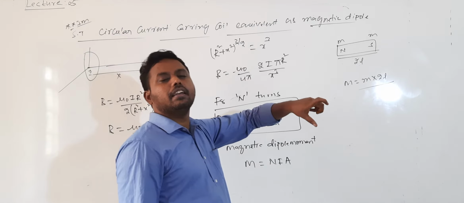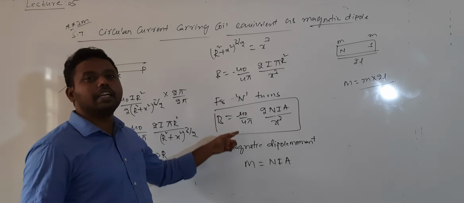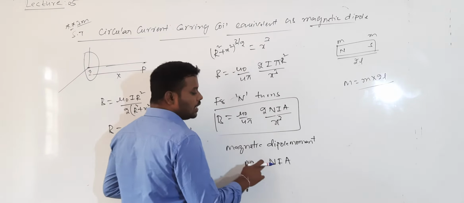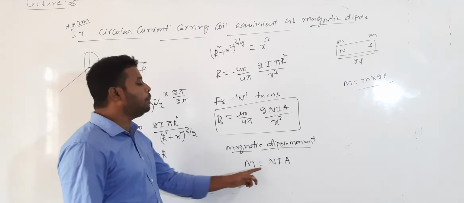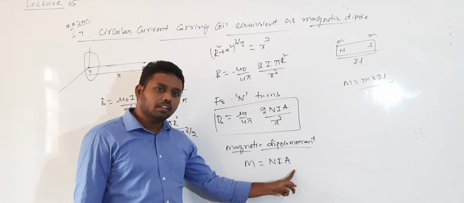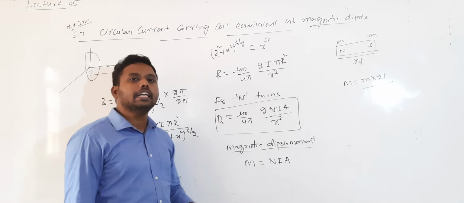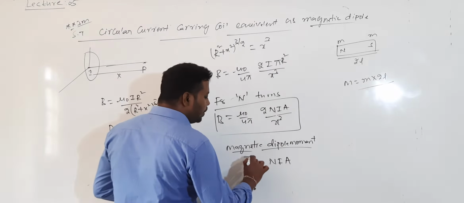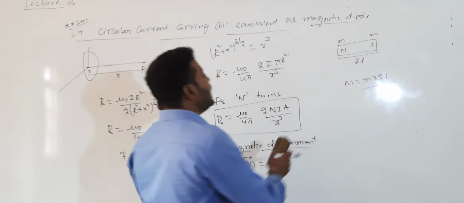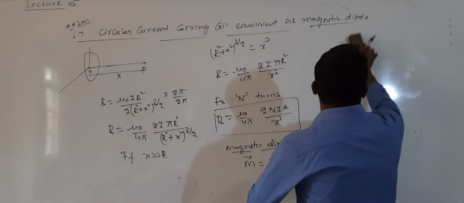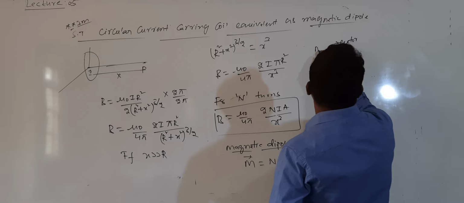With respect to a bar magnet, the magnetic dipole moment is m into 2L, whose direction is along the axis of the bar magnet. Whereas with respect to a current carrying coil, the magnetic dipole moment is N into I into A. The magnetic dipole moment is defined as the ampere turns times the area of the coil. When the number of turns is multiplied with the current and area, that gives the magnetic dipole moment. This magnetic dipole moment is a vector quantity.